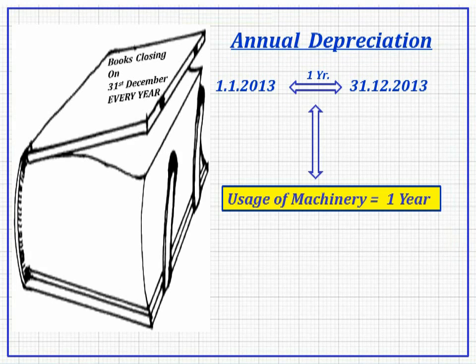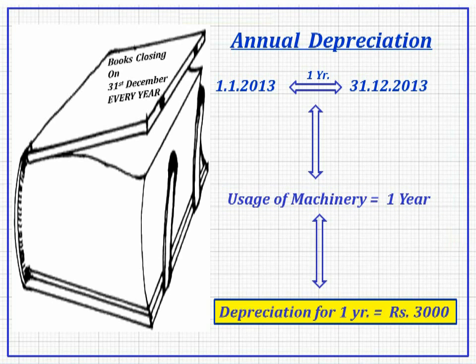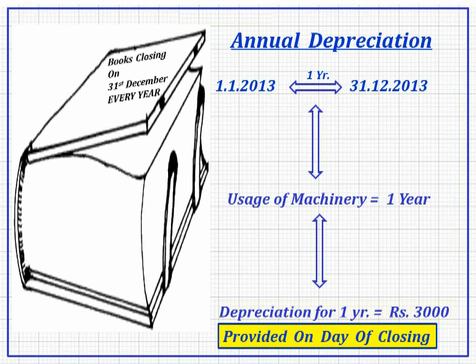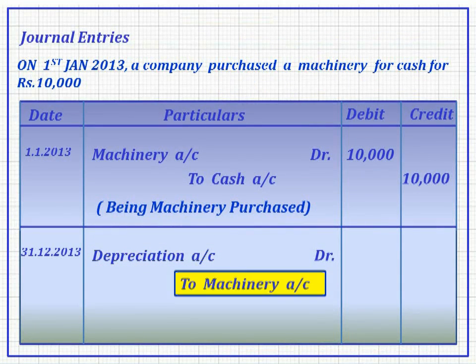And we have to provide depreciation for 1 year. We know the 1 year depreciation is rupees 3000. Be careful. Depreciation is always provided on the day of closing. So the journal entry will be depreciation account debit to machinery account.